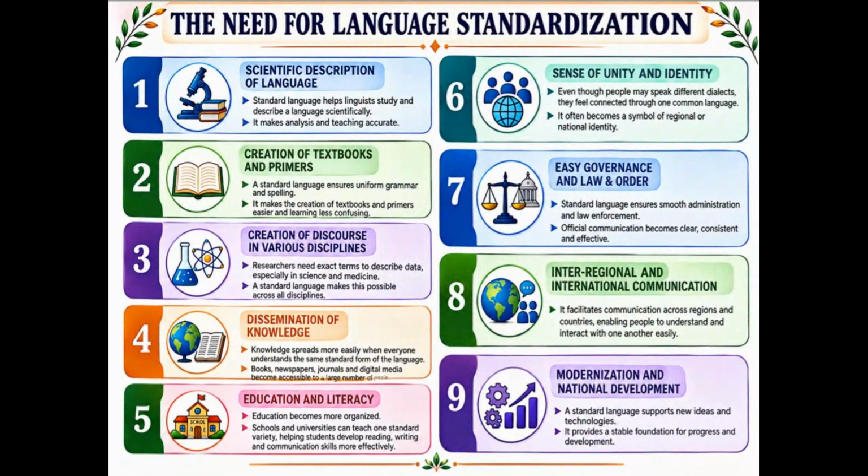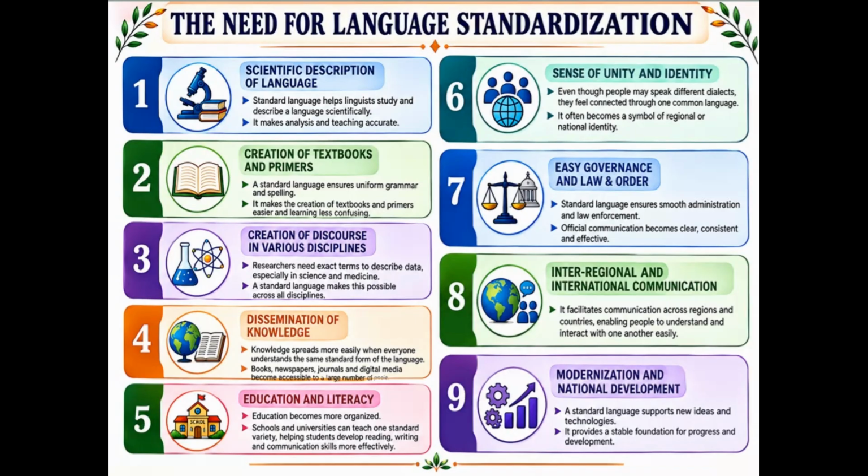For scientific description of language, a standard language helps linguists study and describe a language scientifically. When grammar, pronunciation and spellings are standardized, it becomes easier to analyze and teach the language accurately. Creation of textbooks and primers becomes easier because if every textbook follows different spellings or grammar systems, learning would be confusing. A standard language ensures uniformity.